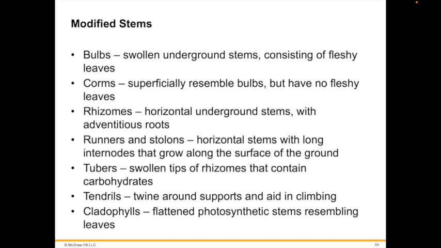Runners and stolons. Strawberry plants produce horizontal stems with long internodes that, unlike rhizomes, usually grow along the surface of the ground. Several runners may radiate out from a single plant.